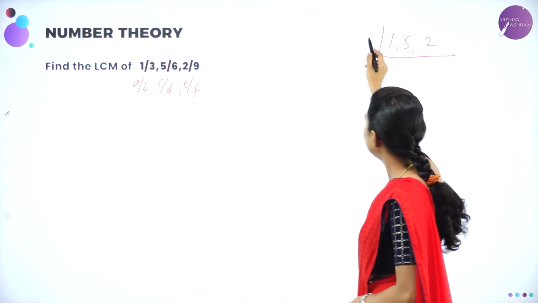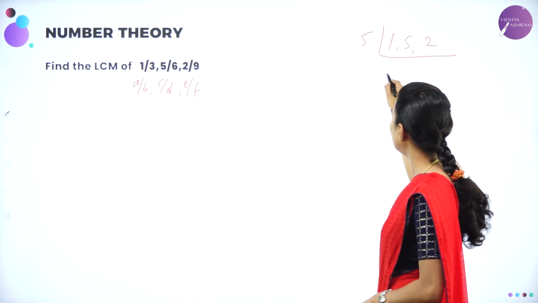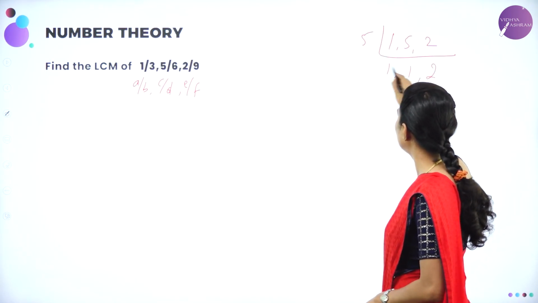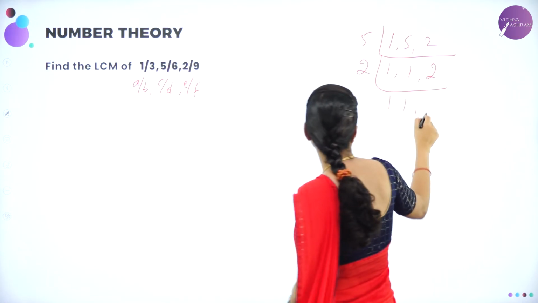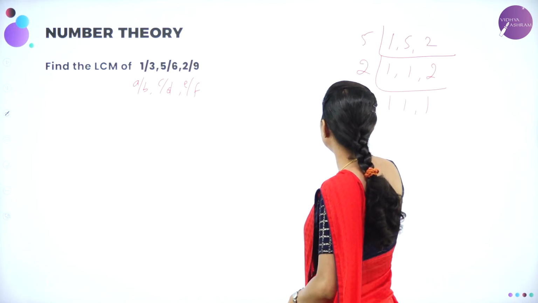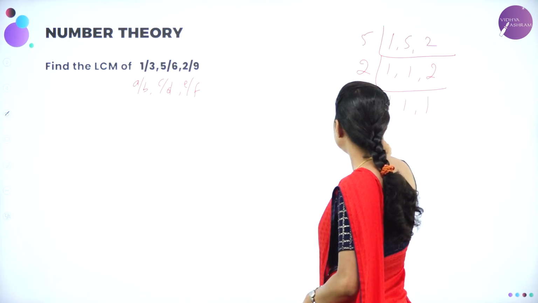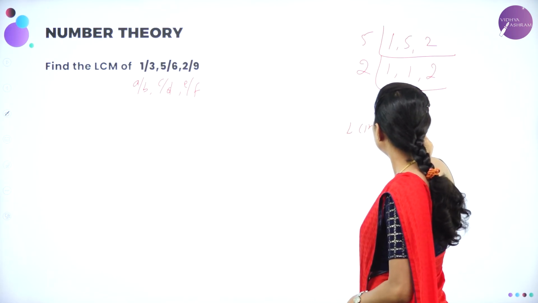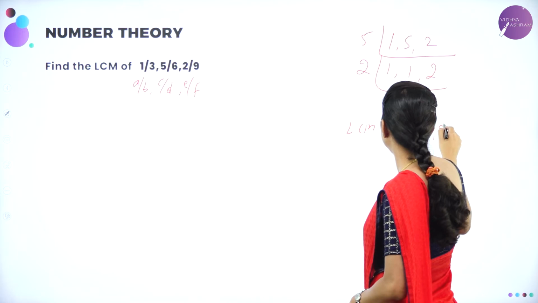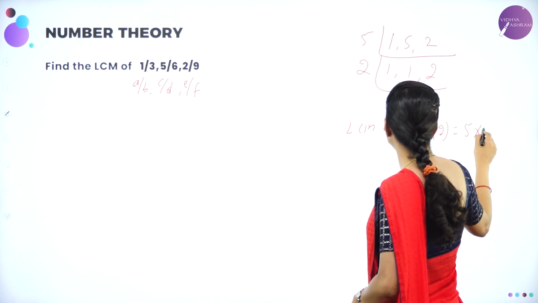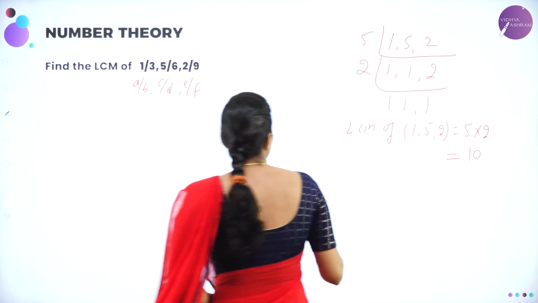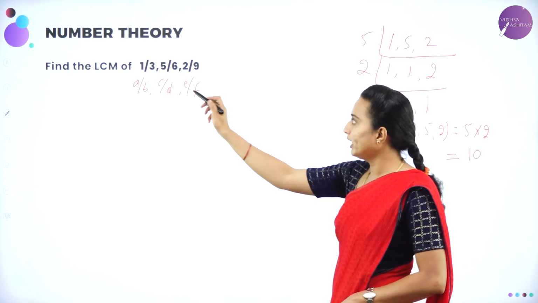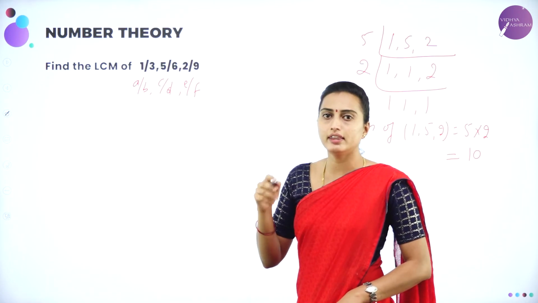1 as it is, 5 as it is, and 2. It's 1, 1, 1. So the LCM of 1, 5, 2 is equal to 5 into 2, which is equal to, what is 5 into 2? 10, correct? So here you first find the LCM of the numerators, and now the HCF of 3, 6 and 9.